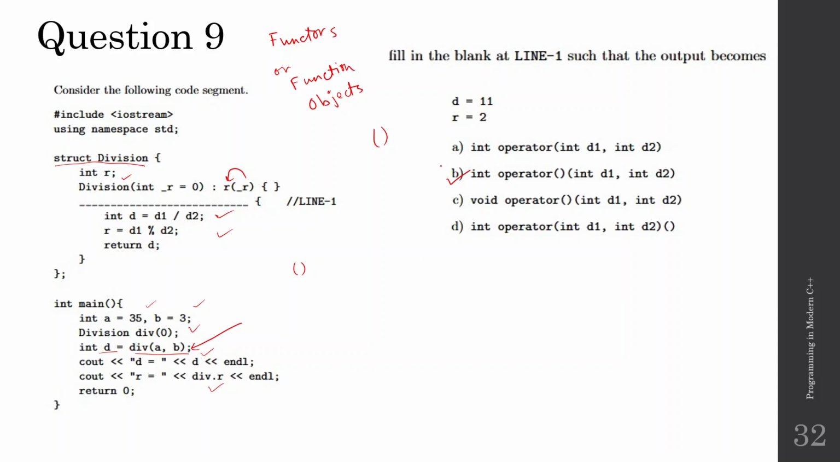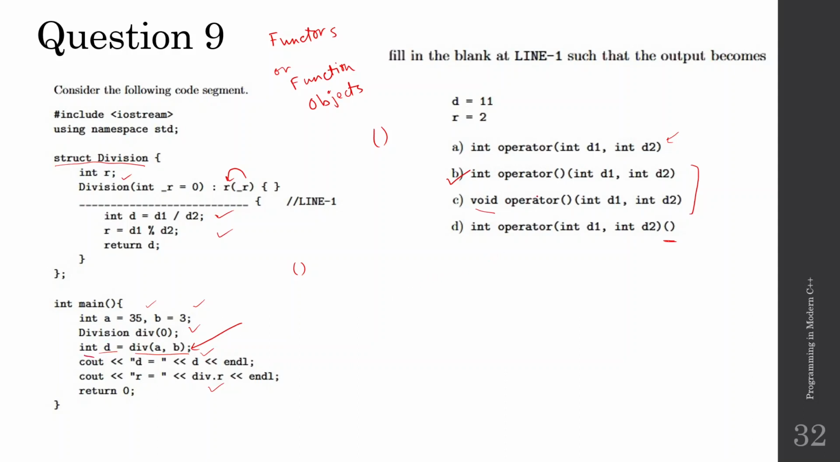Out of the options you can see that only B and C overload the parenthesis operator. The first one just defines a normal function called operator. It does not do operator overloading. So in B and C, operator overloading is done and parenthesis is overloaded. But in C, the return type is void, whereas from the main function we can see that the return type is supposed to be integer.